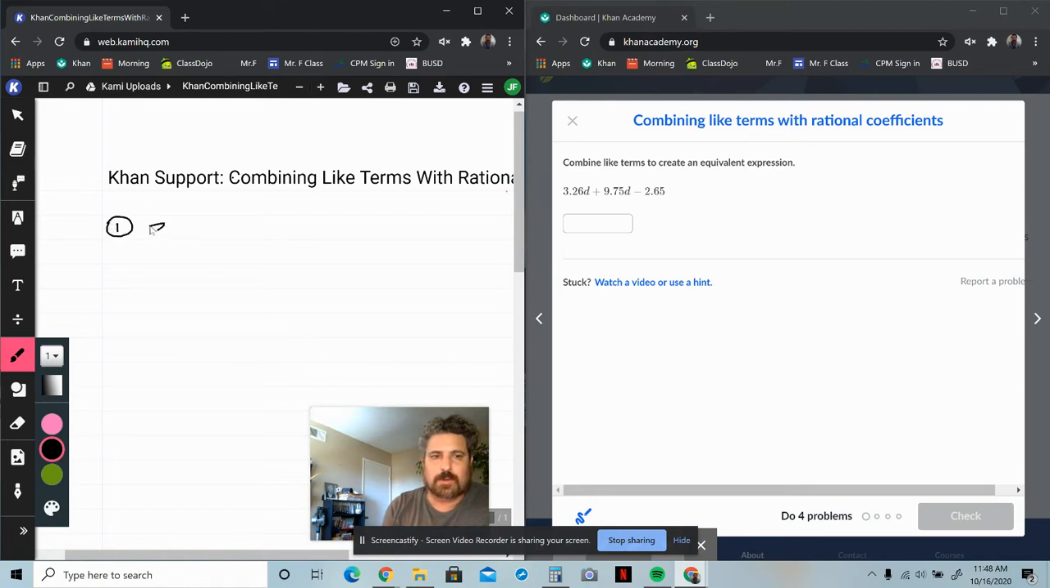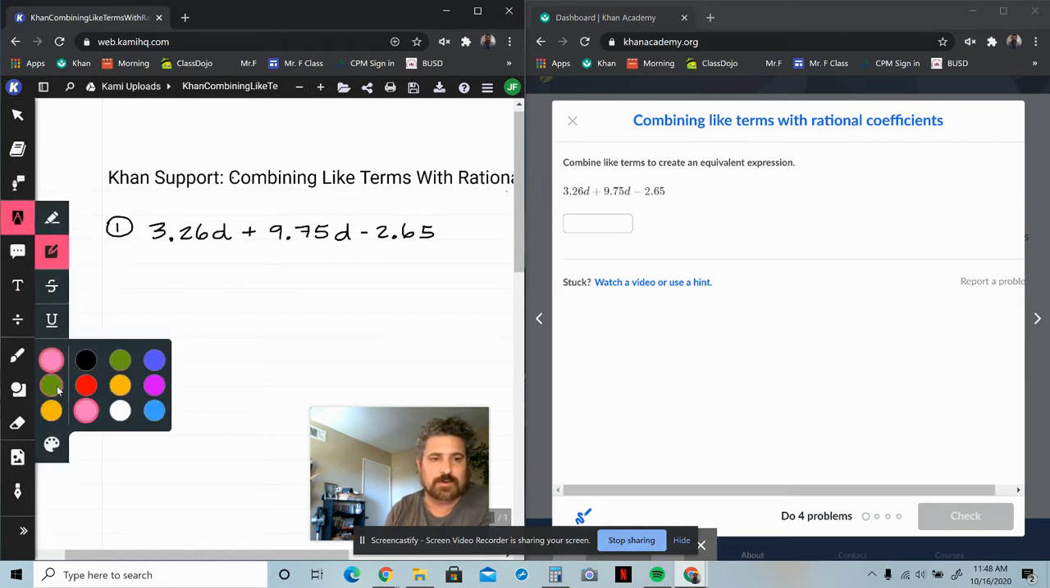Number one, 3.26d plus 9.75d minus 2.65. Okay, so the only difference here between regular combining like terms and this is that you've got some decimals, right? So the idea and principle stays the same. You're going to put your variables to the same degree together. So d's with d's, right?